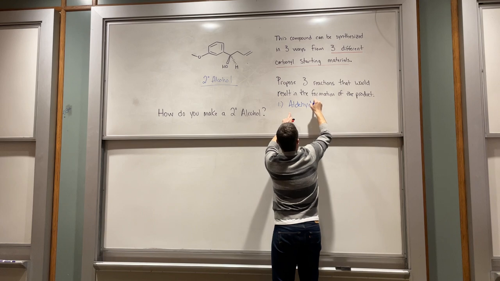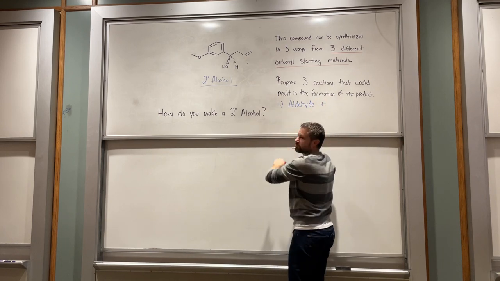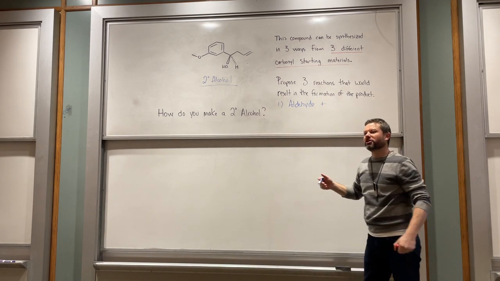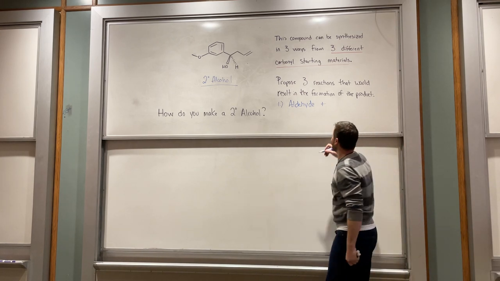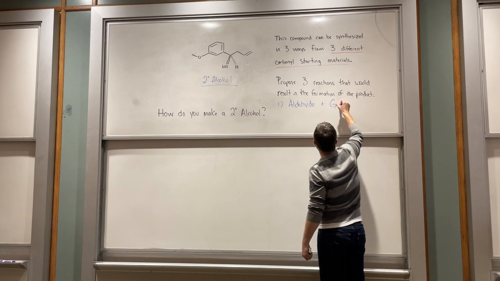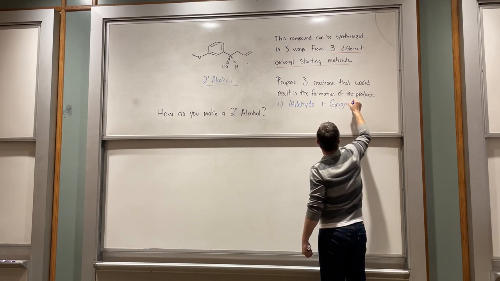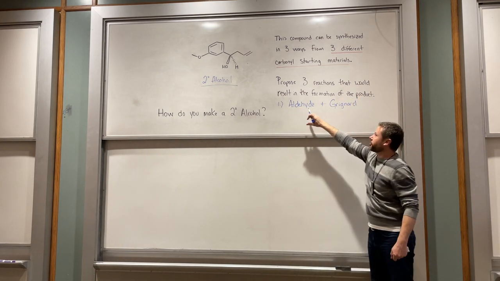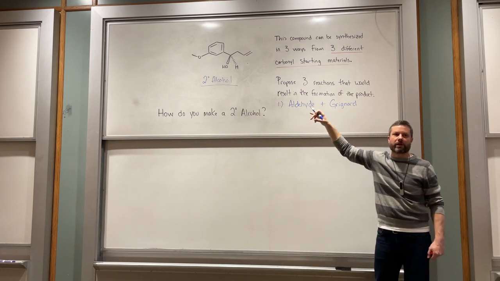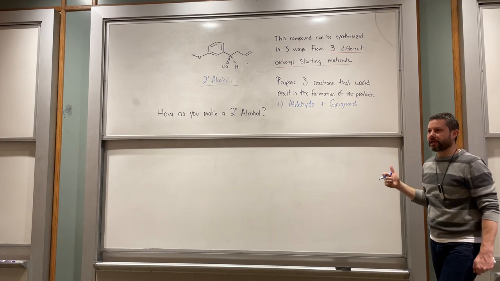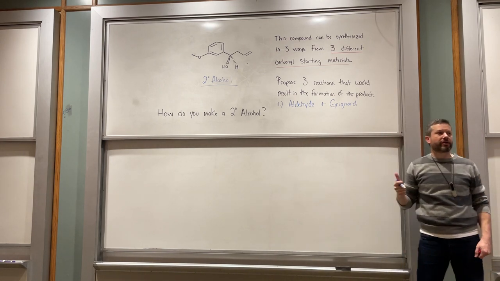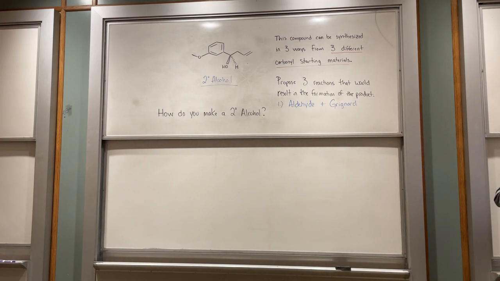And you're adding what to it? What type of reagent? Starts with a G. Grignard. Right, Grignard reagent. Okay, so we can make a secondary alcohol if we take an aldehyde and we add a carbon nucleophile through a Grignard reagent. So that's one method for making secondary alcohols.